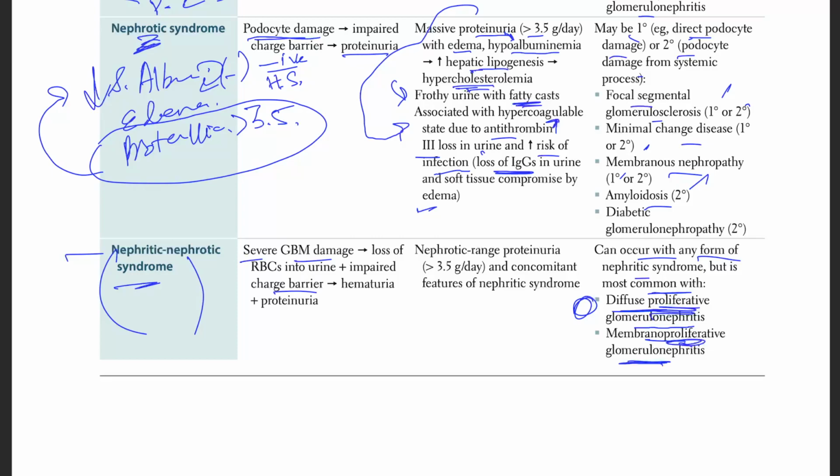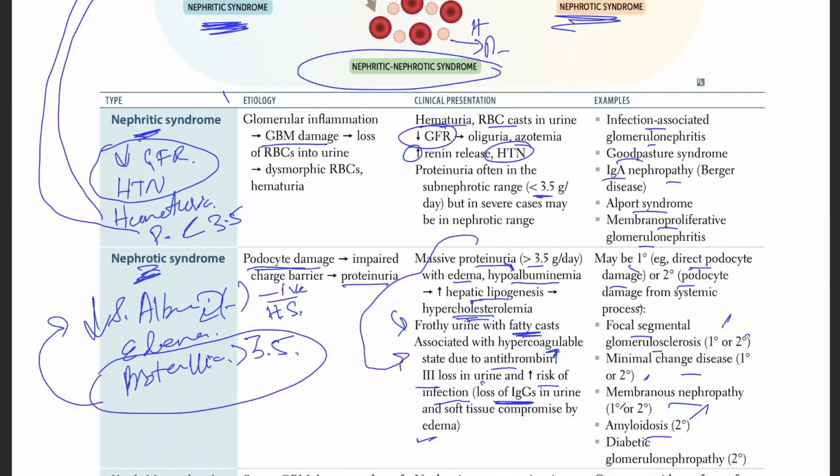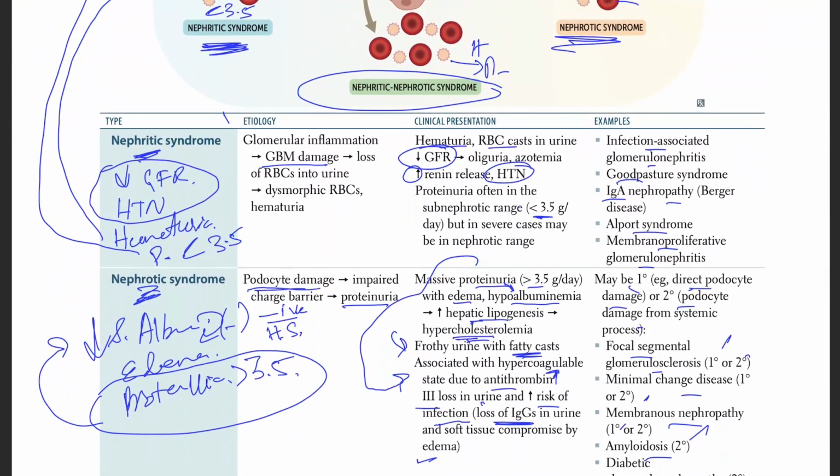So severe GBM damage, loss of RBCs in the urine, plus impaired charge barrier: hematuria, proteinuria greater than 3.5, and concomitant features of nephritic syndrome. So that's pretty much all we have for glomerular diseases, being just an overview of them.